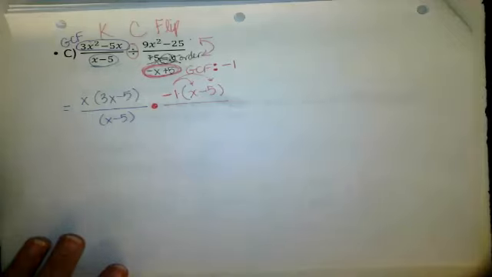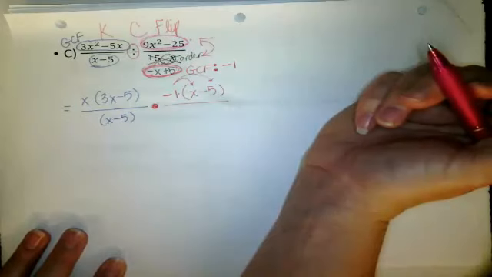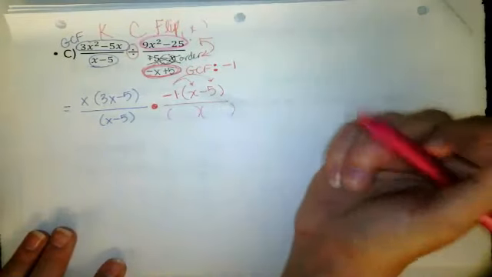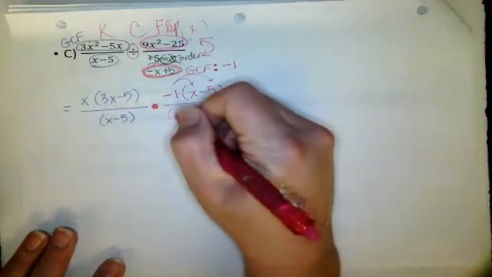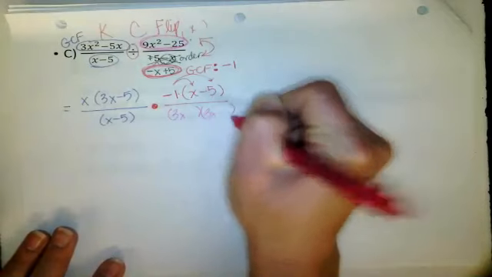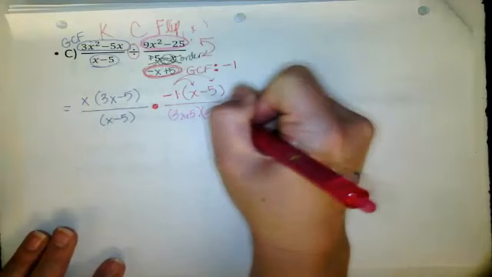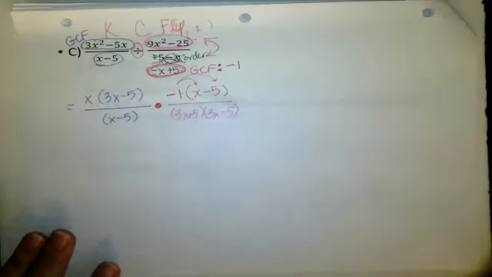What can I do with the 9x squared minus 25? Double bubble. It does double bubble. And it turns into my denominator. Remember, flip the fraction. What times what is 9x squared? 3x times 3x. And what times what is negative 25? Positive 5 and negative 5. Good.